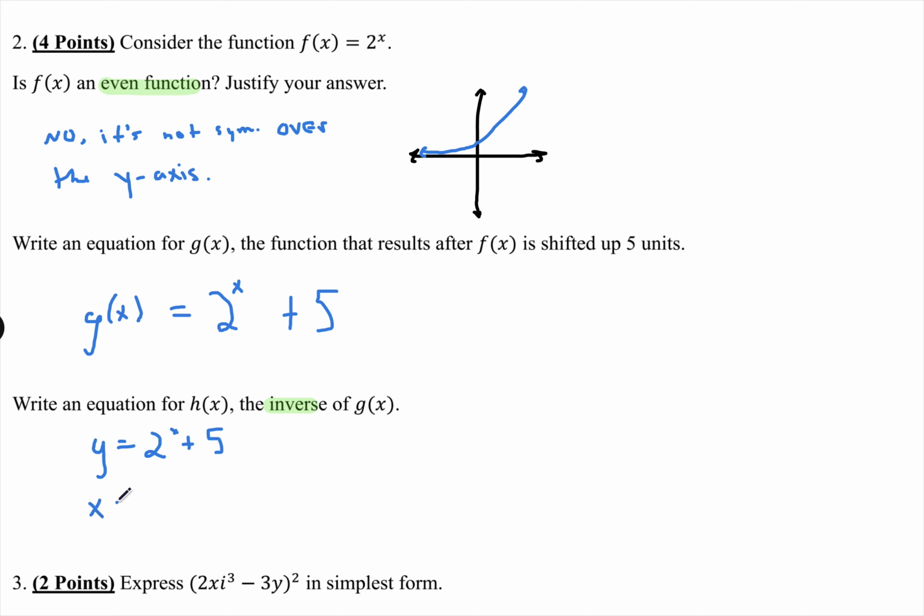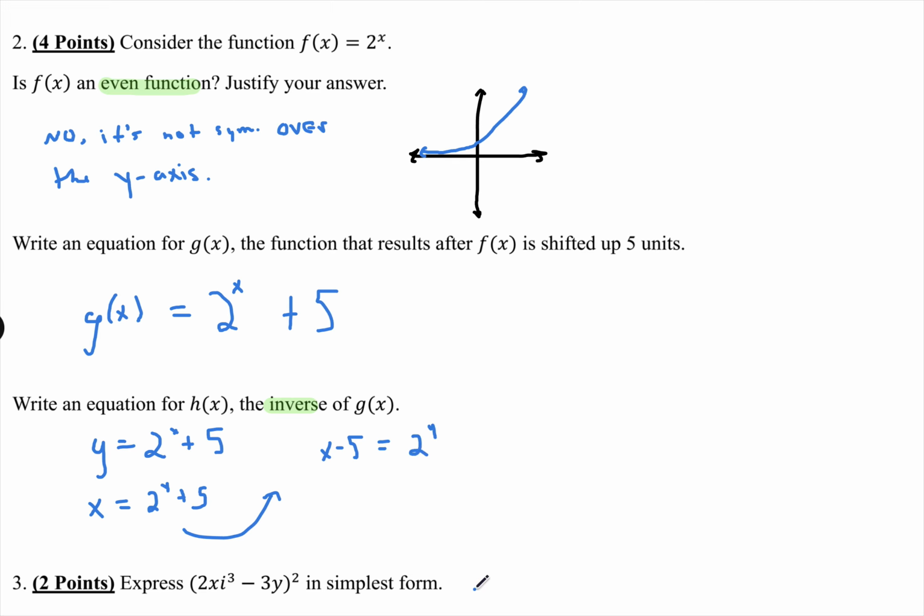So I know x equals 2 to the power of y plus 5. Now I want to solve for y, so I'd subtract 5 on both sides. That leaves me with what? x minus 5 equals 2 to the power of y.